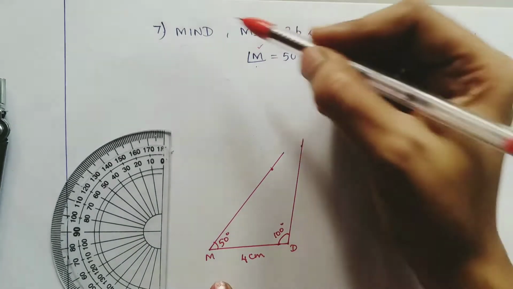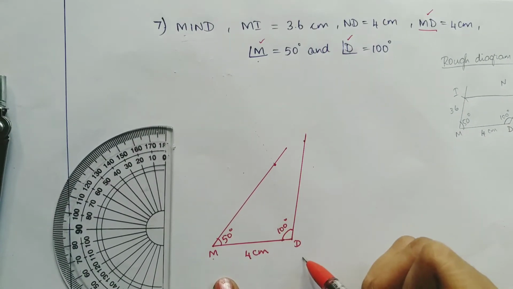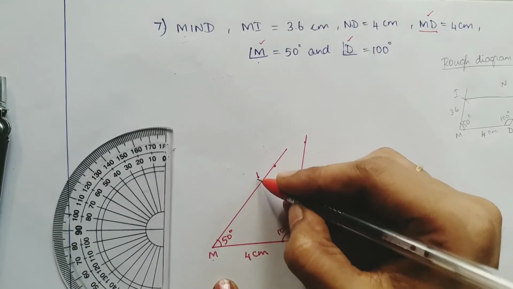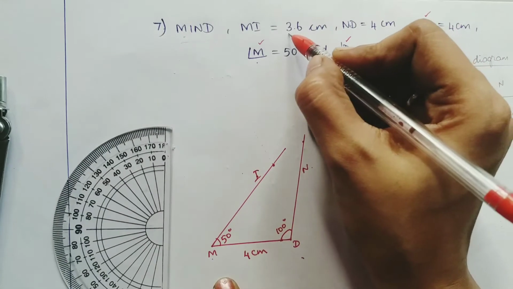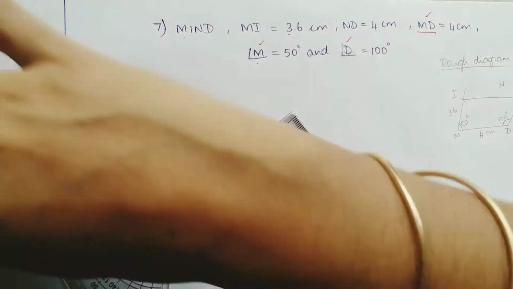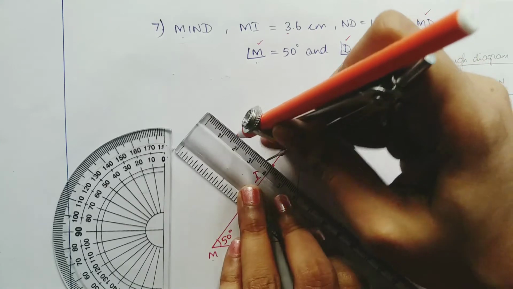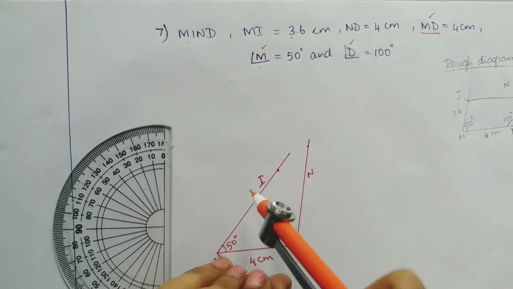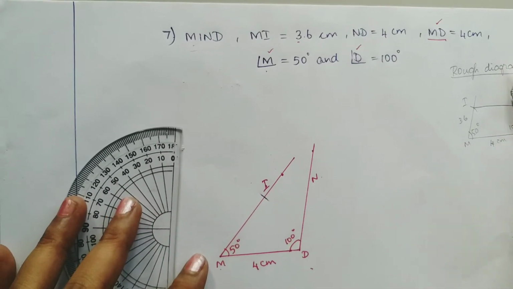Next, the quadrilateral goes like M, I, N and D. So this one should be I and this one should be N. Okay, now MI value is 3.6. Shall we measure 3.6 using the scale now? So 3.6, from M we are going to cut an arc of 3.6. Okay, so this is I.